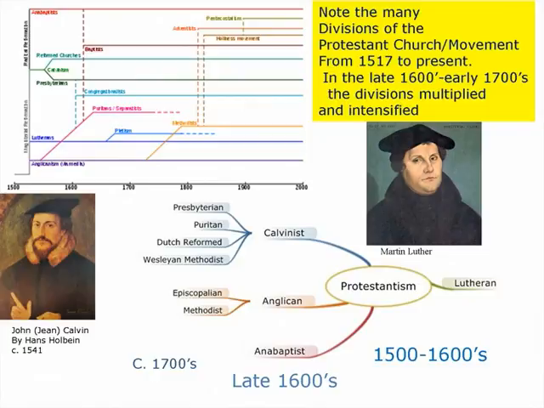Now, in the same time, in the late 1600s, the Anglican Church begins to manifest itself. Now, this is very late Elizabethan, through the Stuarts, through the interregnum, and we'll talk about that a little bit later on, and then in America, especially the Episcopalians and the Methodists.